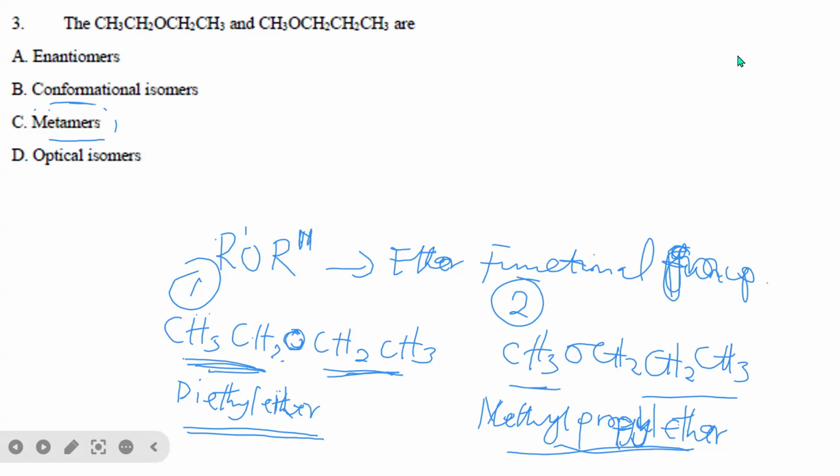As we are solving the questions, we will come to a point where we'll discuss the optical isomers. In addition, if you didn't watch my video on isomerism, I have a video on isomerism, and please try to watch it. It will help you in solving some of the problems. So now let's look at the next question.